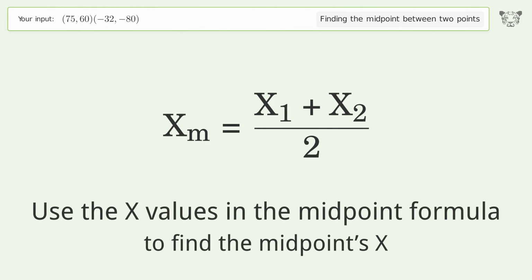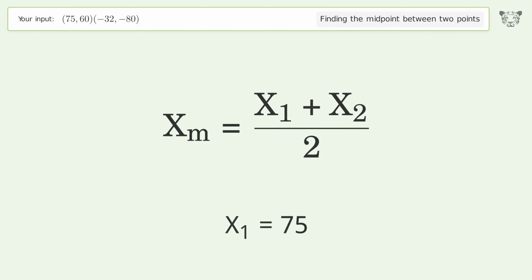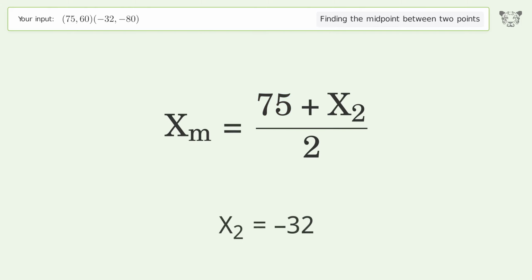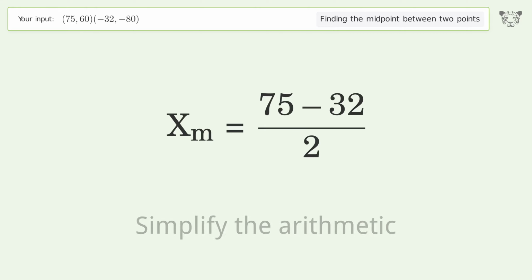Use the x values in the midpoint formula to find the midpoints x. x1 equals 75. x2 equals -32. Simplify the arithmetic.